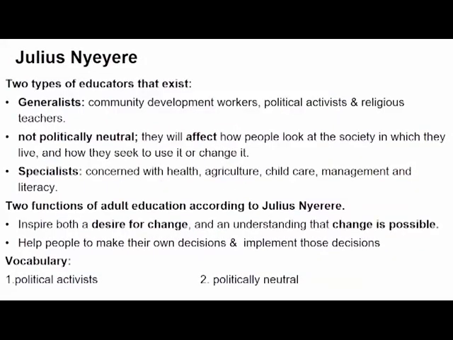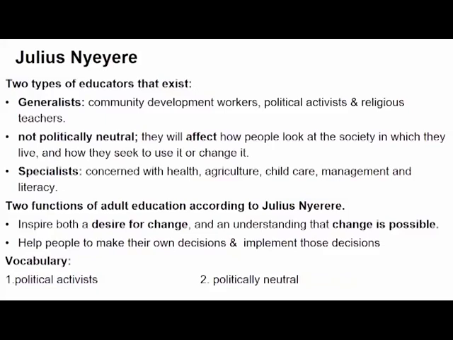Then we come to another African educational philosopher, very well-known person, Julius Nyerere, and he believed that there were two types of educators. One was a generalist, and that type of educator was not politically neutral, but could affect how people look at society and how they seek to use and change it. And then there were also specialists, but they were more concerned with health, agriculture, childcare, management, and literacy.